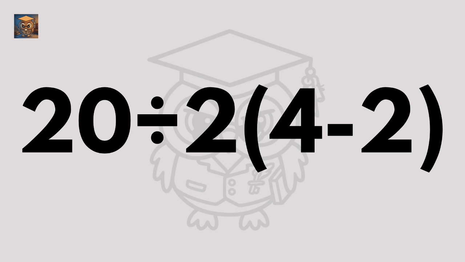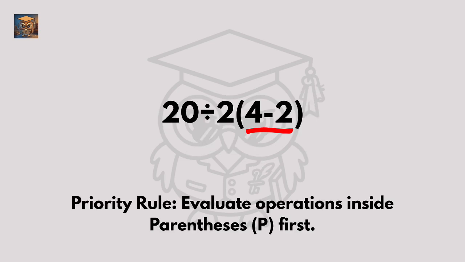Pause the video right now, calculate the value in your head, and drop your honest answer in the comments. According to the foundational rules of the order of operations, our absolute mandatory first move is to evaluate what's inside the parentheses. The letters in PEMDAS dictate that group boundaries outrank all standalone multiplication, division, addition, or subtraction outside them. This makes the interior subtraction our absolute starting position.